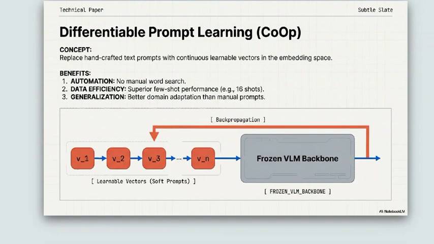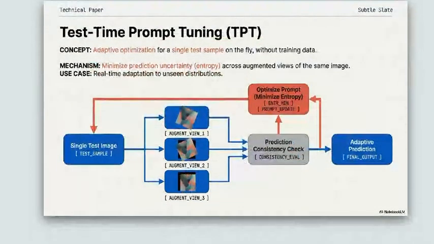TPT, or test time prompt tuning. Test time implies it happens right when I'm using it. Yes. This is adaptive optimization on the fly. Let's say you give it a weird, blurry image it's never seen before. The model generates multiple augmented views of that image. Maybe it rotates it, zooms in, flips it. It's trying to get a better look.